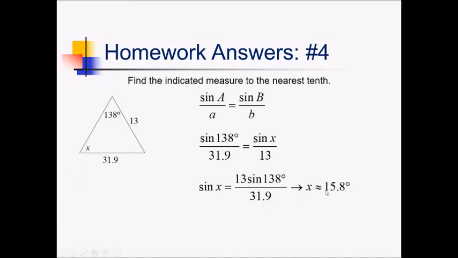Now we have to check the alternate angle as well, because with law of sines, you always might have 0, 1, or 2 answers. In this case, it'll be 1 or 2, at least one answer here. But let's see if the other answer also works. So 180 minus 15.8, that's going to give us our alternate angle. And that's going to be, let's see here, 180 minus 16 would be 164. So this is like 0.2 more than that. So 164.2.